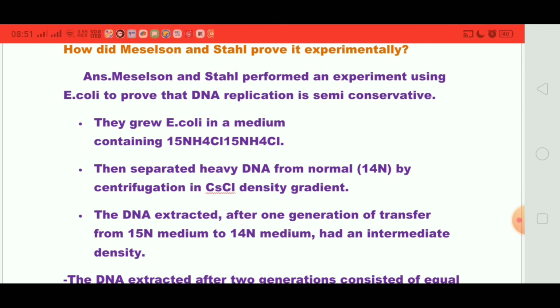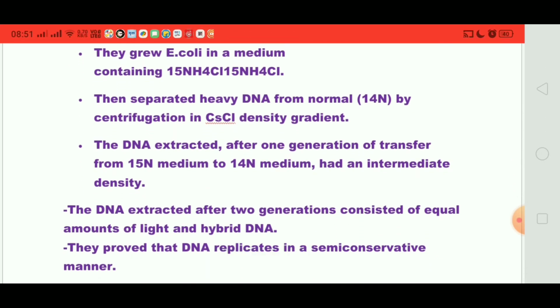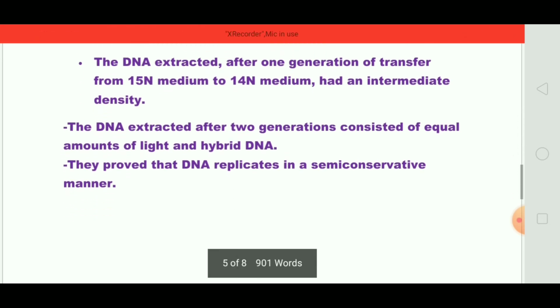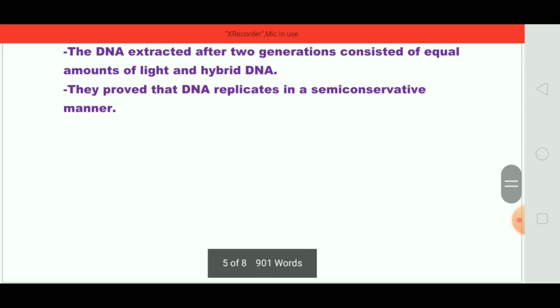15NH4Cl, ammonium chloride. Then they separated heavy DNA from normal 14N DNA by centrifugation in a CsCl density gradient. DNA extracted after one generation of transfer from 15N medium to 14N medium had an intermediate density. The DNA extracted after 2 generations consisted of equal amounts of light and hybrid DNA. They proved that DNA replicates in a semi-conservative manner.